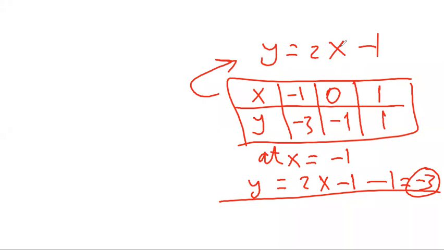Now, draw the axis, x-axis and y-axis, and plot the points -1 and -3, 0 and -1, and the last point is 1 and 1. So this is the straight line, and we can draw any straight line if we have the equation of it.